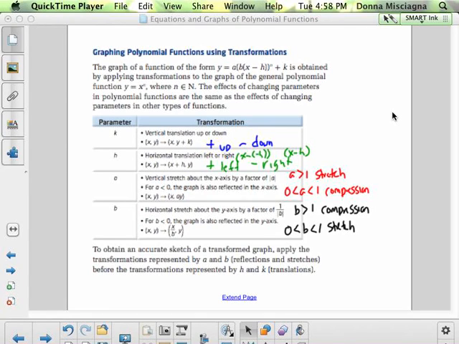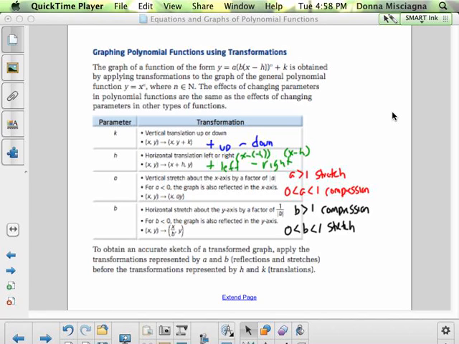We can also graph using transformations. So the graph of a function of the form y equals a times b times x minus h to the n plus k is obtained by applying transformations to the graph of the general polynomial function. And we worked on those earlier in the year. So n is just going to be a natural number. So if it's going to be a polynomial equation, then it could be raised to the second power, or the third power, or the fourth power, etc.